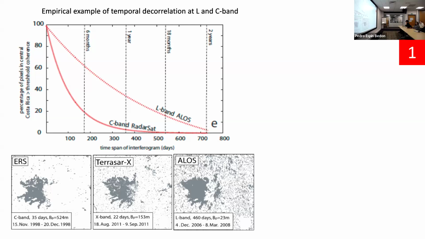The time span of the interferograms that you can create varies quite a lot. How useful they're going to be varies quite a lot. So you can see with L-band, you can look over a year and a half almost and have some degree of coherence, whereas with C-band, everything is gone within 6 months. So it's an important consideration for processing strategy in practice.